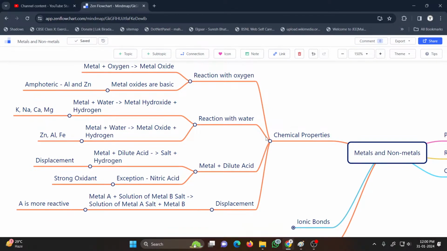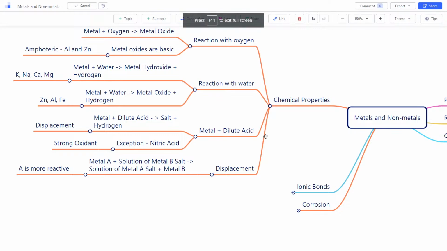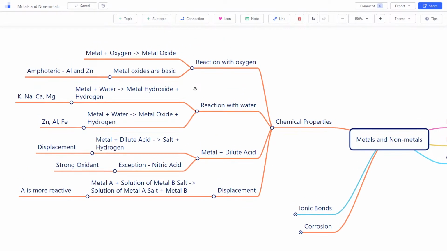Chemical properties of metals. The first in that is reaction with oxygen. What happens when metals are burnt in air? When something is burnt in air, it reacts with oxygen in the air. So the general reaction is metal plus oxygen gives you metal oxide.